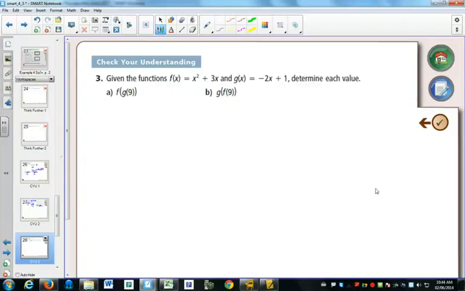So what happens when you plug in 9 into G? Mental math. What do you get? Negative 17.